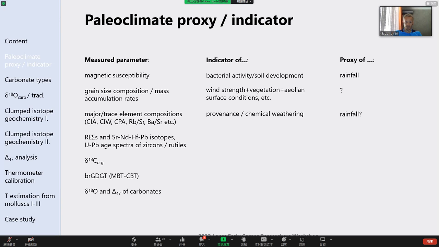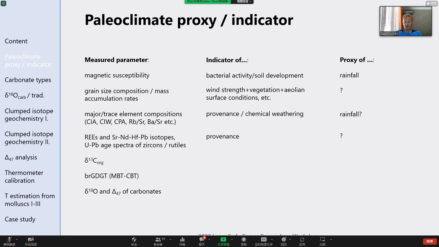Other parameters are the rare earth element compositions, or strontium, neodymium, hafnium, lead isotopic compositions of the bulk sediment, or different fractions, or uranium-lead age spectra of zircons or rutiles. And these are all indicators of provenance. This is not a proxy because, first of all, provenance is not a meteorological parameter. And it is, I think, still at the moment quite hard to quantify the different sources. And this is why I don't yet consider this as a proxy.